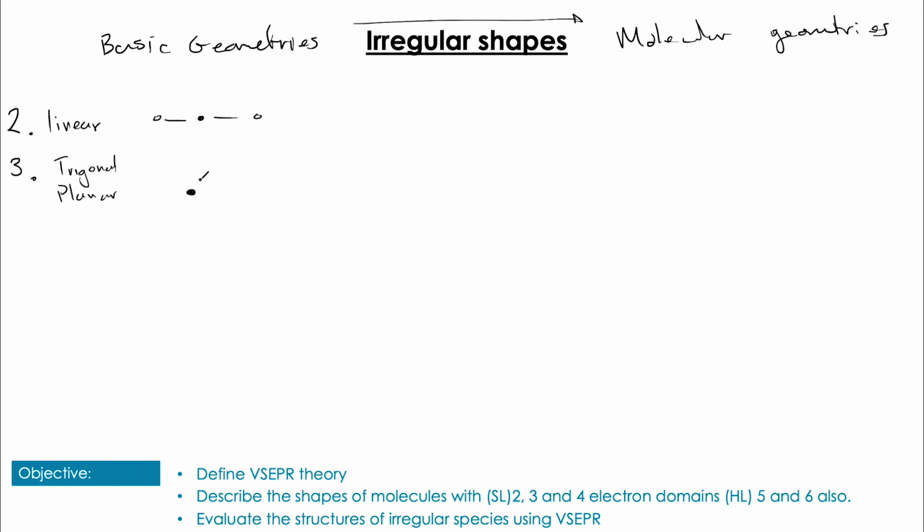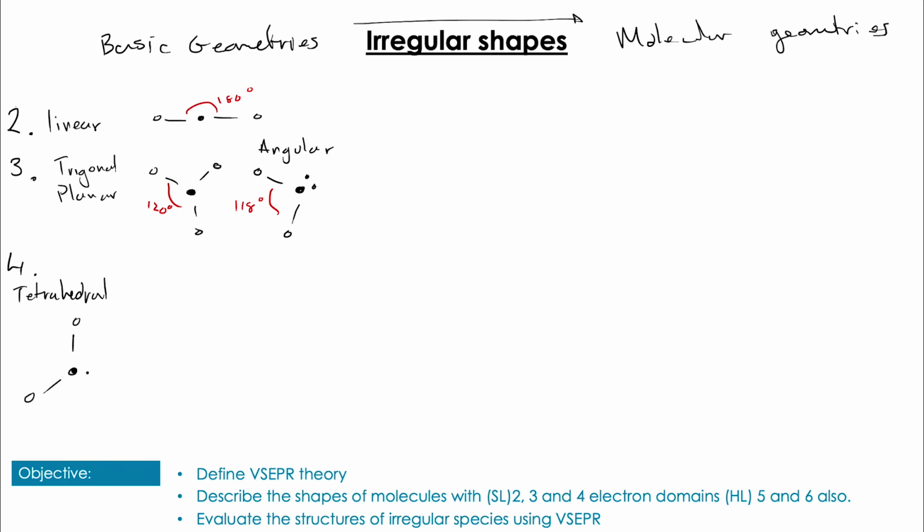So beginning with trigonal planar, when we have 3, we have 120 degrees and 3 bonding pairs. When we add 1 lone pair, however, we end up with 2 individual bonds and then 1 lone pair, which is an angular shape. Now that angular shape is going to reduce the angle by about 2 degrees, so we're going to have 118 degrees. Looking at 4 electron domains, we obviously start with our tetrahedral, and when that is equidistant, we have 109.5 degrees as the angle between each of the bonds.